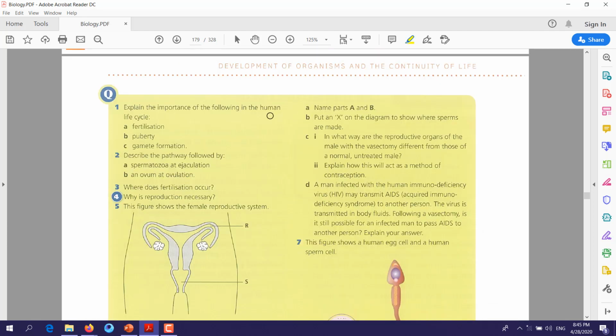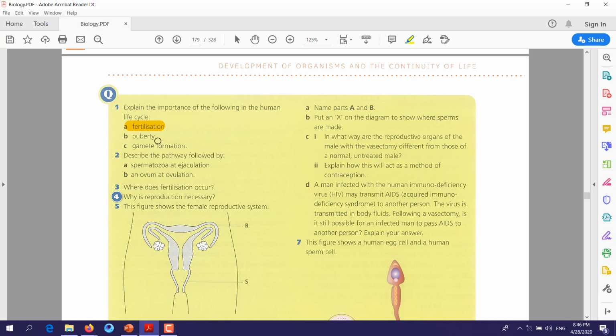Questions. Question number 1 says: explain the importance of the following in the human life cycle. Firstly, fertilization. What's the importance of fertilization? If you just give the definition of fertilization, it gives the answer. So the importance of it is that it allows the joining of genetic material from the two parents. It enables the joining of male and female gametes.